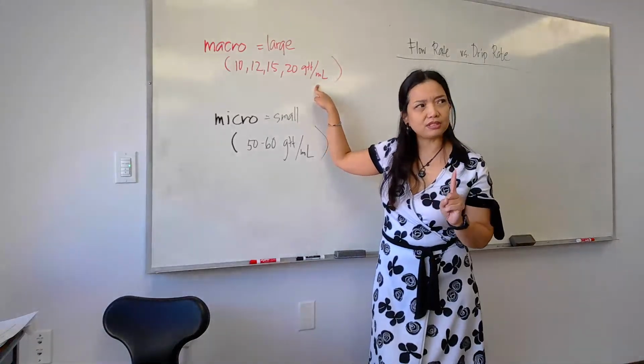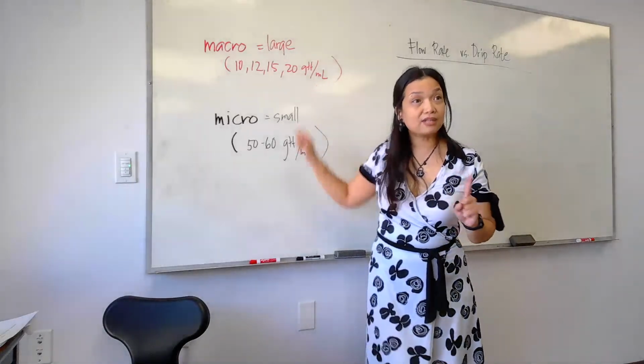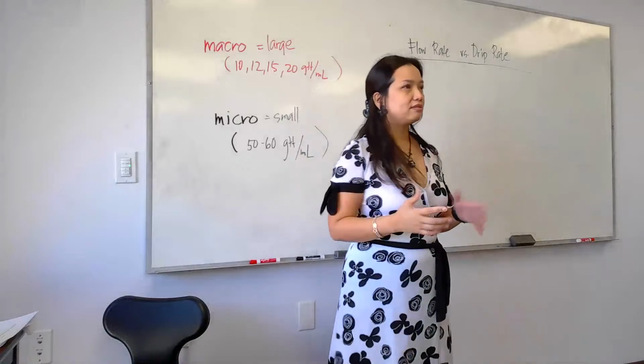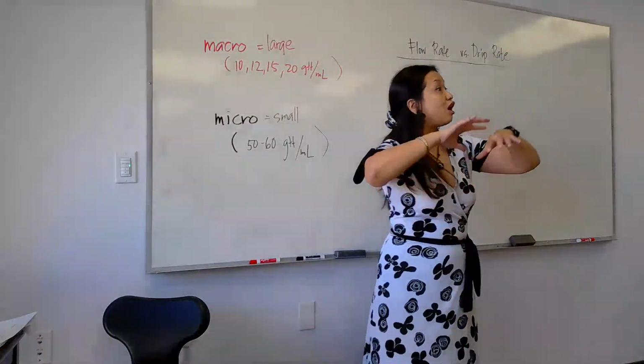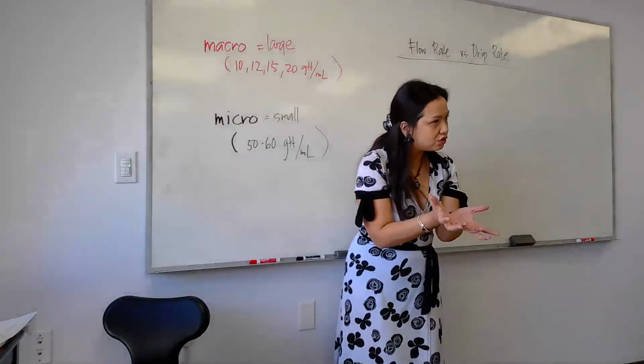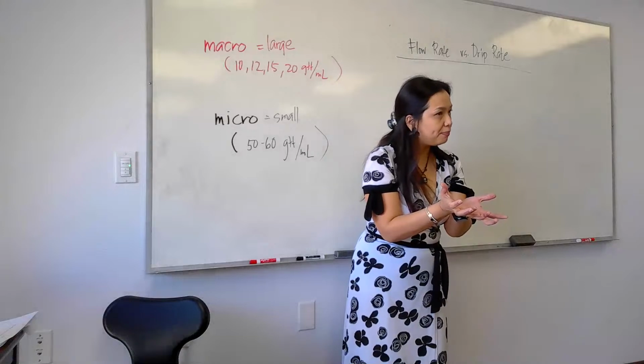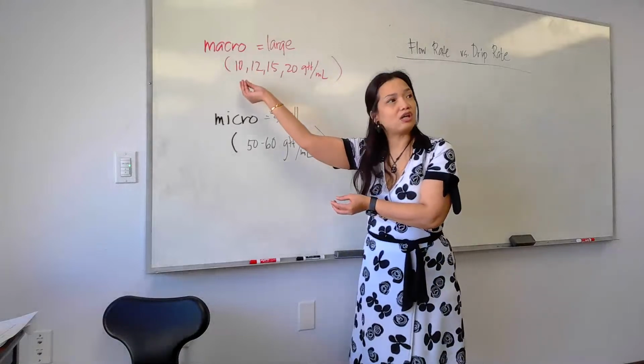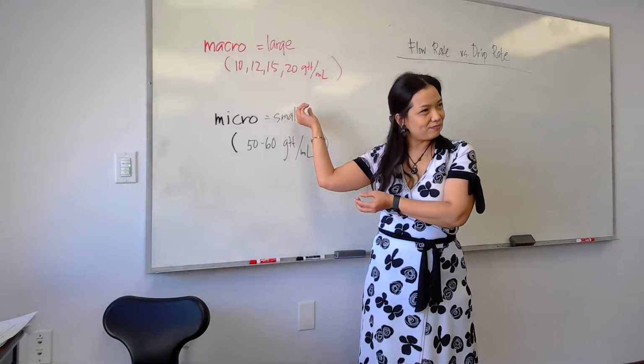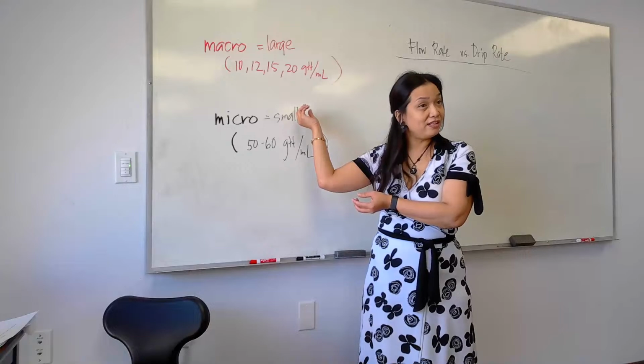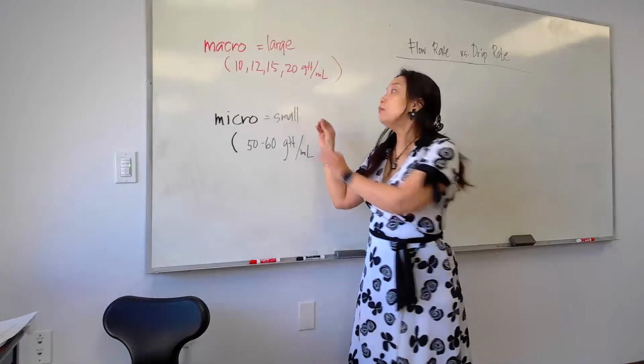Like, I think I flip-flop this too. Why? Macro, you said, is large. Correct. Macro is large. So if the drops are large, what happens? There's going to be less drops per milliliter. You follow now? Why I erased it?